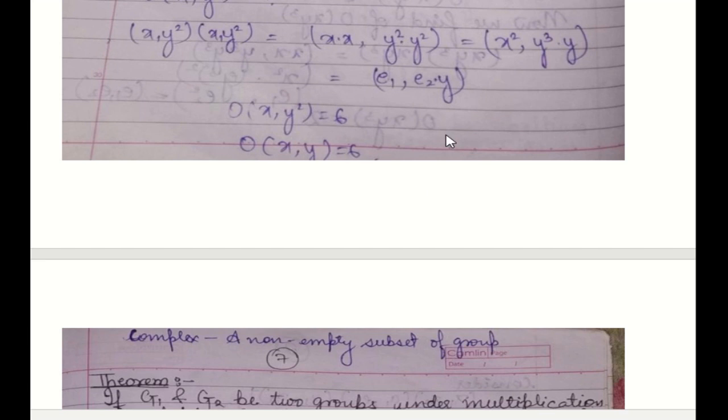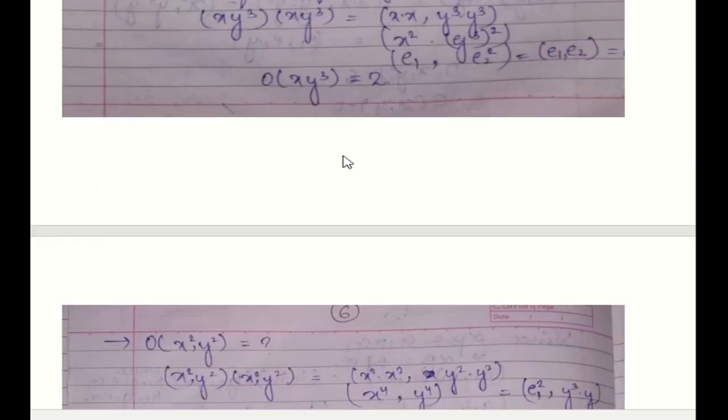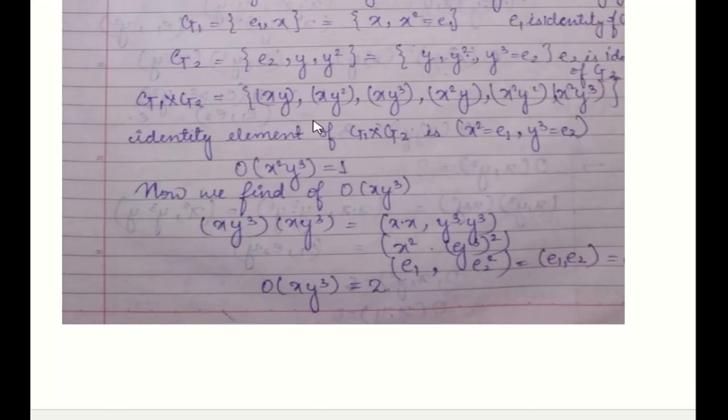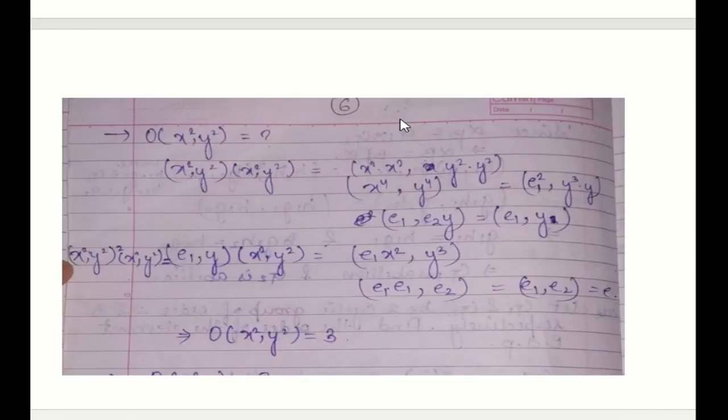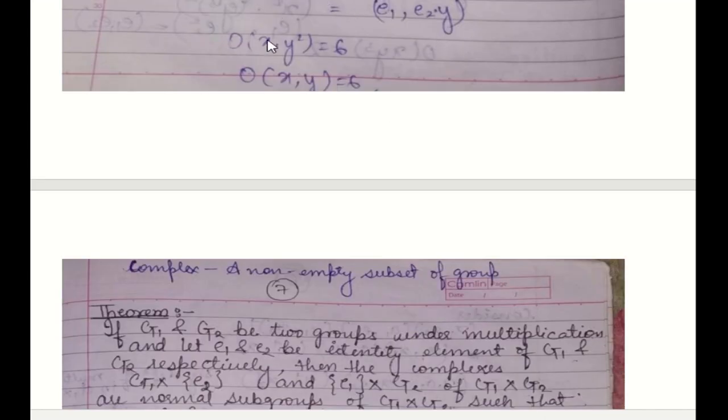So the order of each element can be found, and we see that the order is always less than or equal to the order of the group. And here the order of the group is what? 1, 2, 3, 4, 5, 6. So the order of the group is 6. So we have seen that every element has order less than or equal to 6.